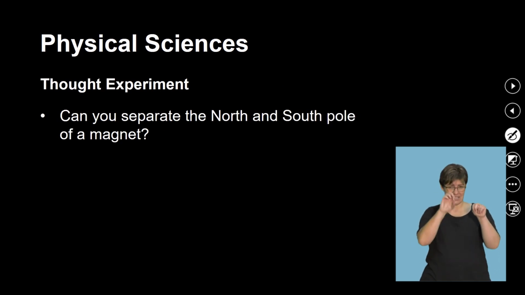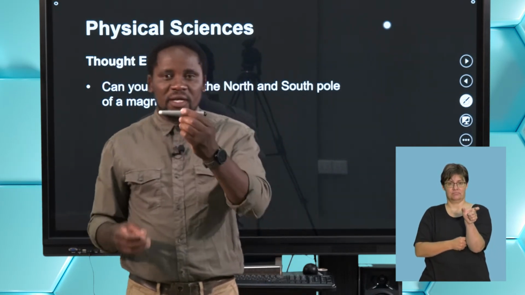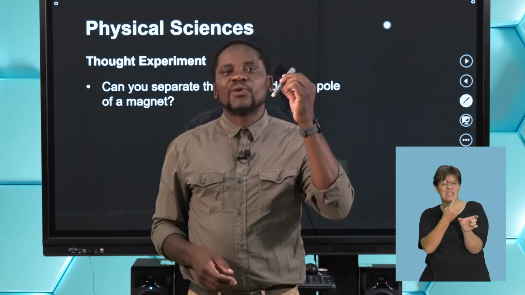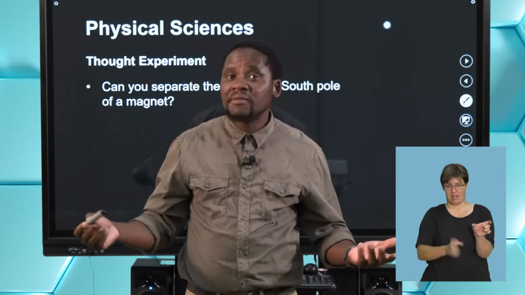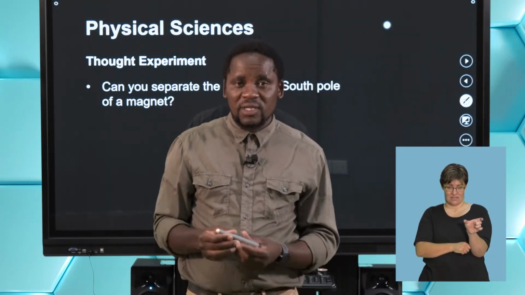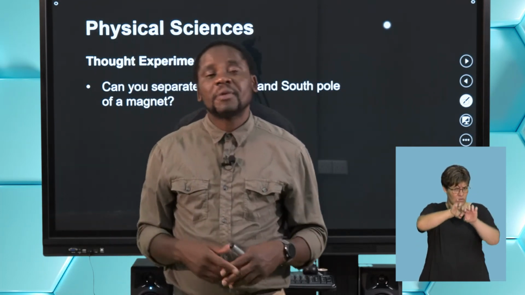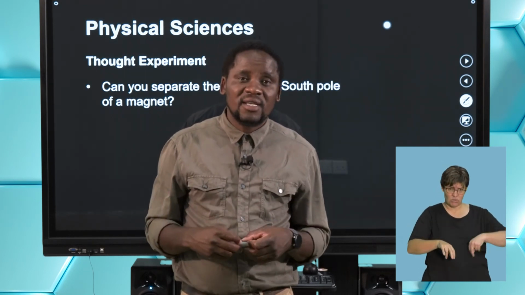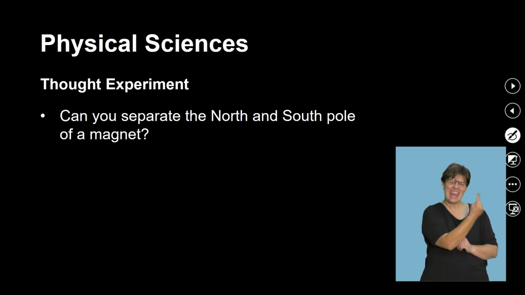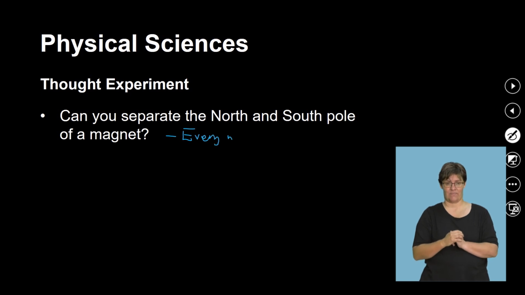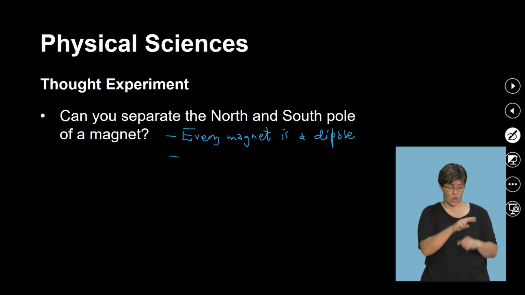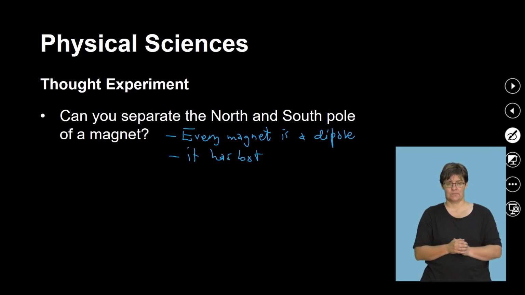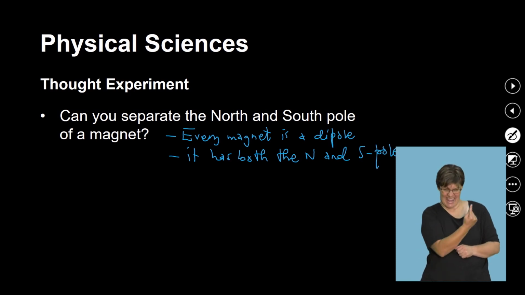Now, can you separate the north and the south pole of a magnet? Let's say, for argument's sake, you've got a bar magnet. And what we emphasized earlier is that every magnet is a dipole. What do we mean by that? We are saying every magnet has two opposite poles, the north and south. Now, the big question is, are you able to separate the north and the south pole while we still maintain that every magnet is a dipole? Is it really possible for us to separate the two? Remember, every magnet is a dipole, so it has both north and south poles. That's what we mean when we say every magnet is a dipole.